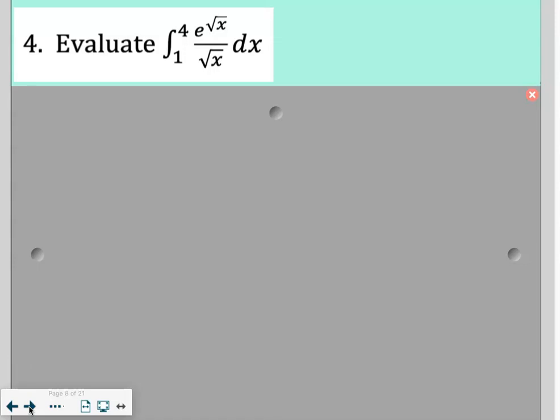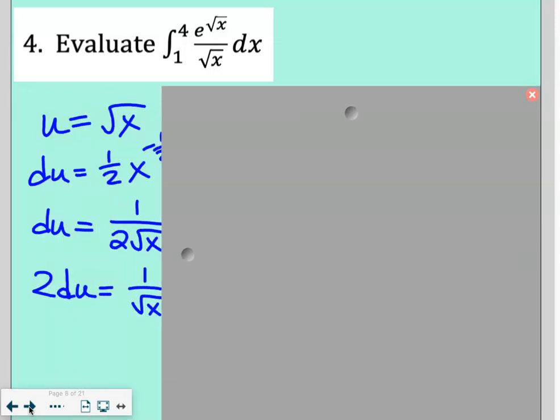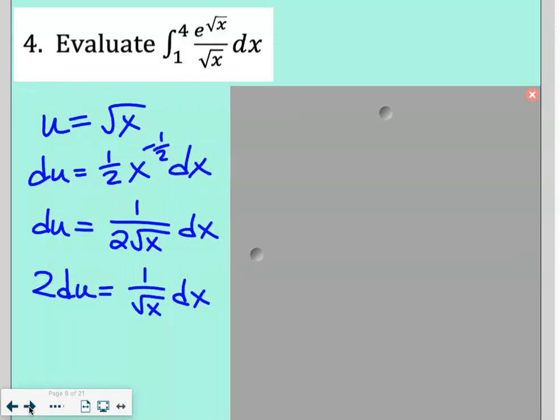Maybe it'll work, right? So let your u be root x, because if your u is root x, well, the derivative of x to the 1/2, what's that? 1/2 x to the negative 1/2, or 1 over 2 root x, dx. So, hey, look, this is 1 over root x dx. We have a 1 over 2 root x dx. You just have to move the 2 over.